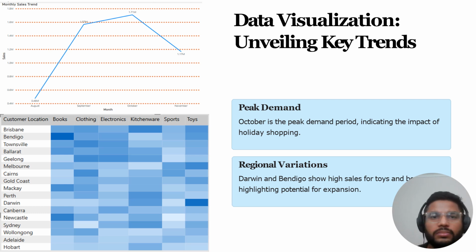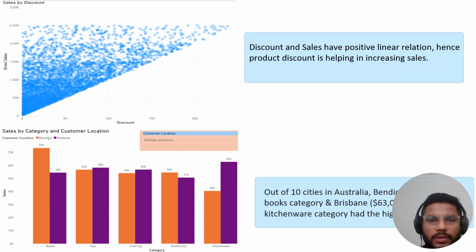Now we have a scatter plot of gross sales and discount, which shows a linear positive increase, which means discount and sales have a positive relation. Hence, product discounts help in increasing sales.